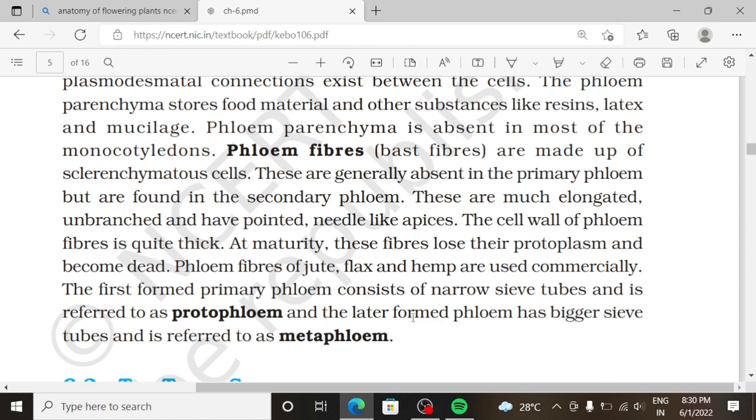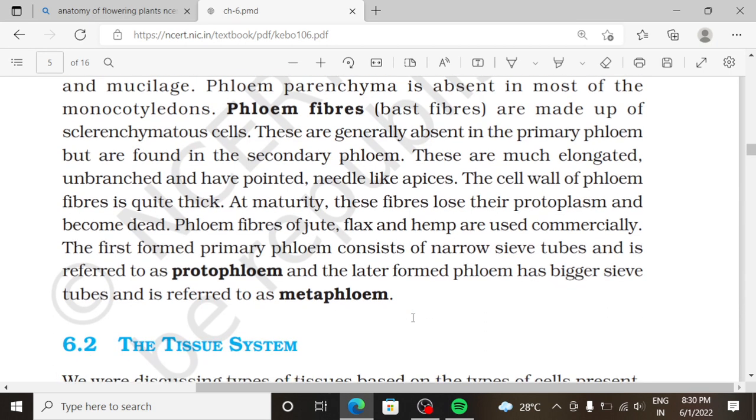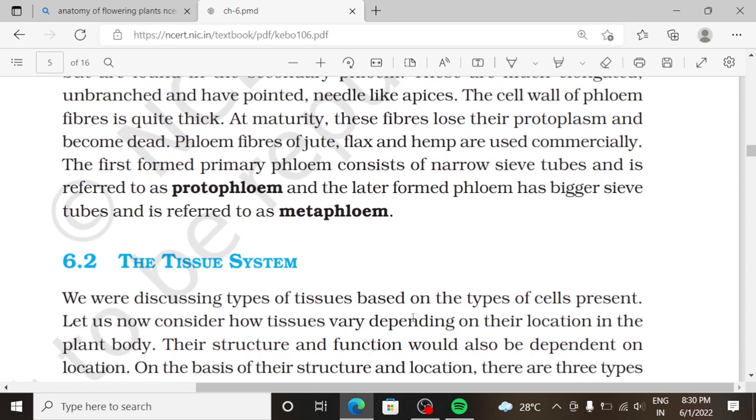Phloem fibers, that is bast fibers, are made up of sclerenchymatous cells. These are generally absent in primary phloem but are found in the secondary phloem. These are much elongated, unbranched and have pointed needle-like apices. The cell wall of phloem fibers is quite thick. At maturity, these fibers lose their protoplasm and become dead. Phloem fibers of jute, flax and hemp are used commercially.